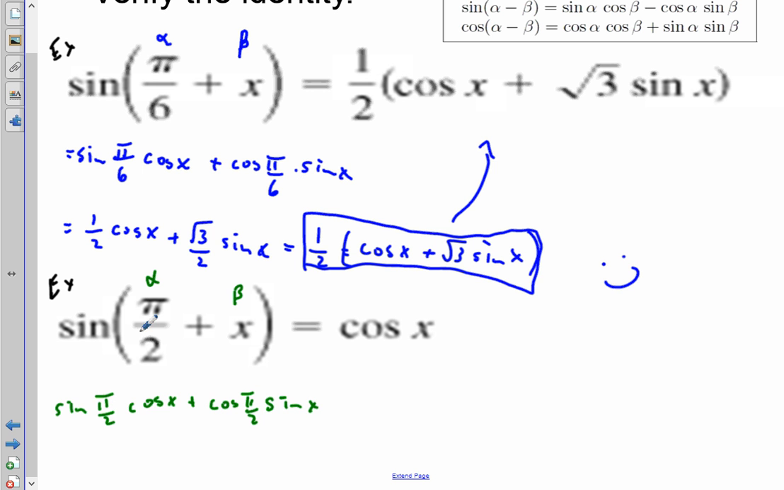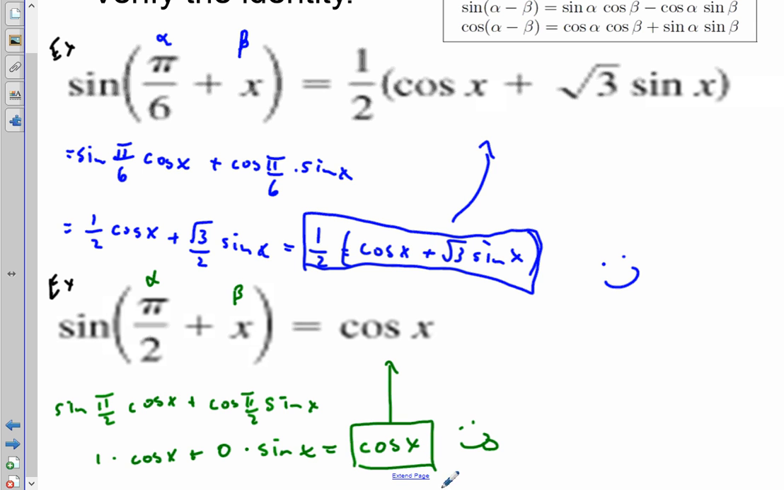Just so we are clear, this is the sum of 2 angles. Sine of pi over 2 we know is 1 times cosine of x plus cosine of pi over 2, which we know is 0, times sine of x. Well, guess what? That's equal to cosine of x. Bada bing, bada boom. That's what we found. Happy day.